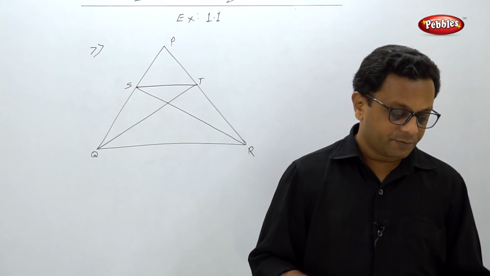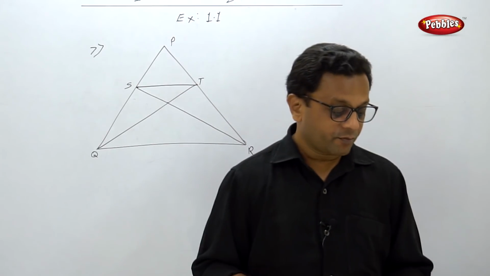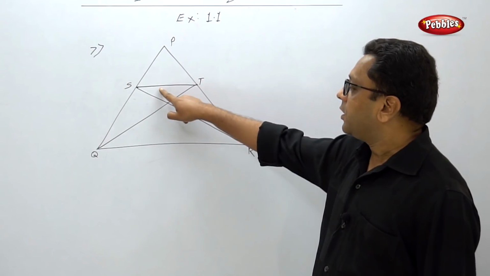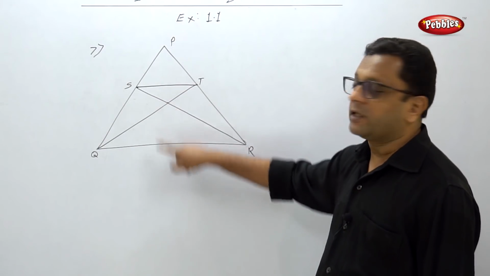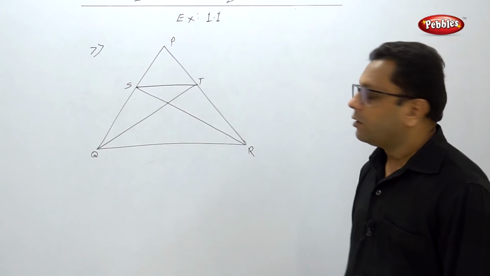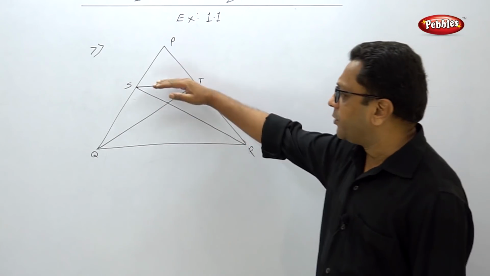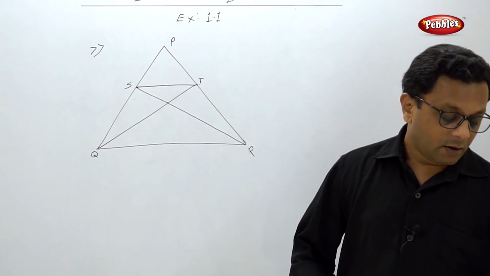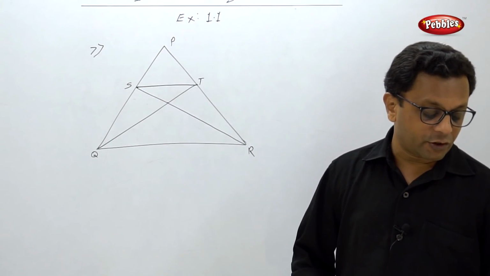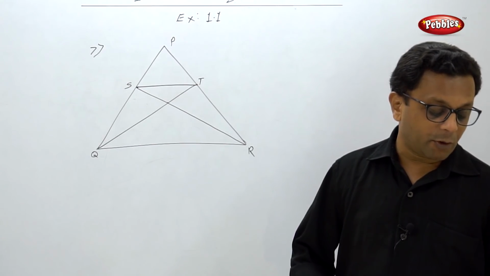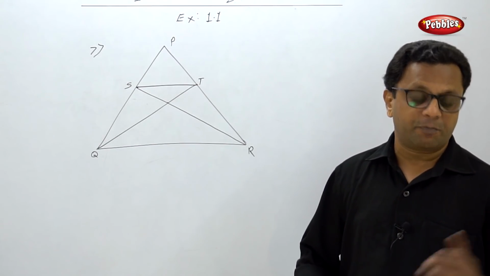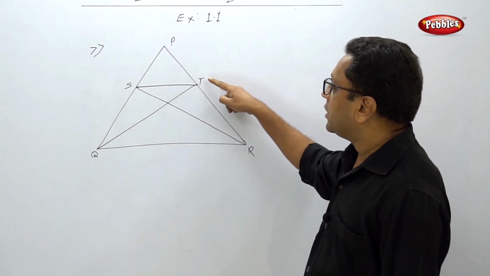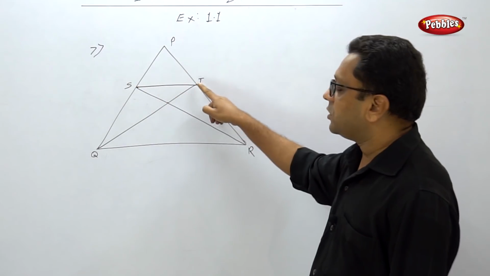Example number 7, this figure is given. In this figure they are given ST is parallel to QR. That means ST and QR, these two lines are parallel to each other. Okay, what do you mean by that? The distance between these two lines at any place will be the same. Then they have asked us to find the following ratios, that is area of triangle PST upon area of triangle QST, PST and QST.